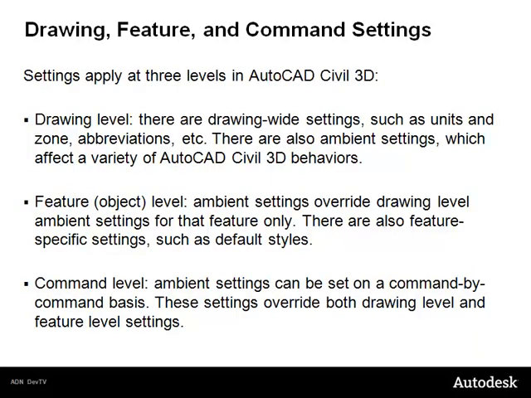Settings apply at three levels in AutoCAD Civil 3D: drawing level, feature or object level, and command level. At drawing level, there are drawing-wide settings such as units and zone, abbreviations, etc. There are also ambient settings which affect a variety of AutoCAD Civil 3D behaviors. While these settings also apply drawing-wide, they can be overridden at the feature or command level. At feature or object level, ambient settings override drawing level ambient settings for that feature only. There are also feature-specific settings such as default styles.